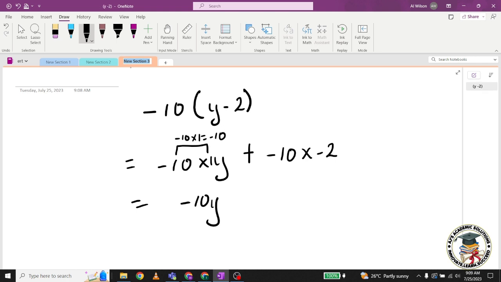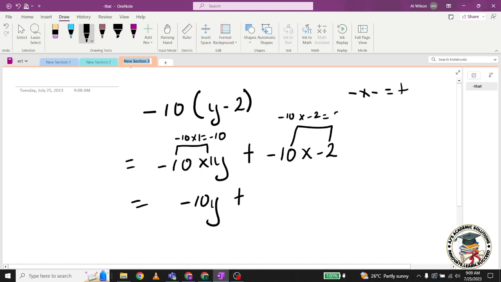And then we have here our plus sign. And remember, as I said earlier on, a negative times a negative is positive. So what we have is minus 10 times minus 2, which is 20. So this is going to give me positive 20. Of course, negative and negative, so it's just going to return back as 20. So the answer is negative 10y plus 20. So let's look at another one like this.